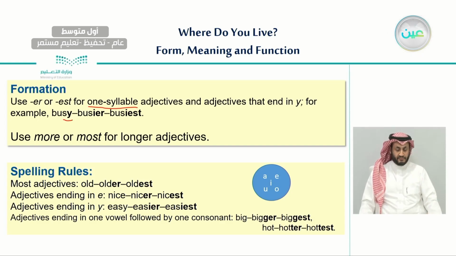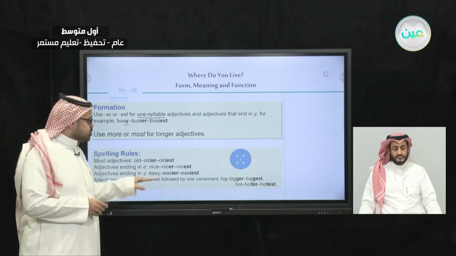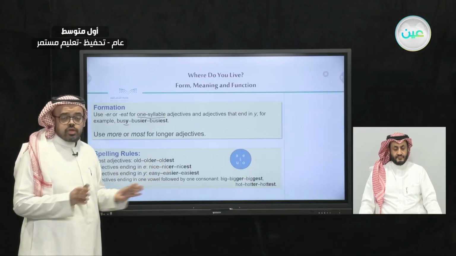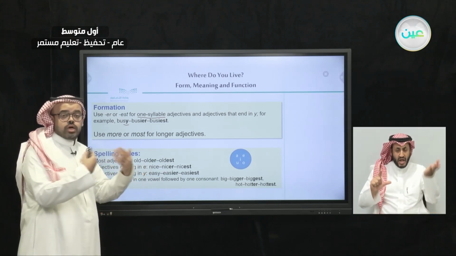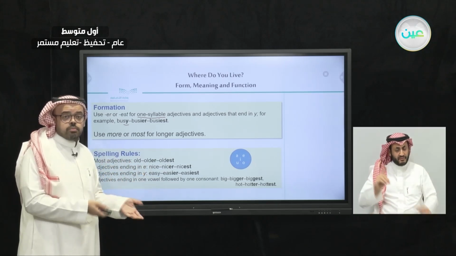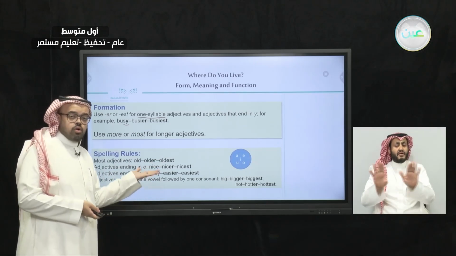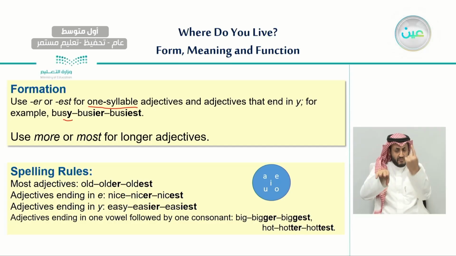Also, we have other spelling rules. For example, most adjectives, simply like this one, old, older, oldest. So nothing changes. Old, this is the simple adjective. If we want to use it in the comparative form, we add er, older. And if we want to use it in the superlative form, we add est, oldest.